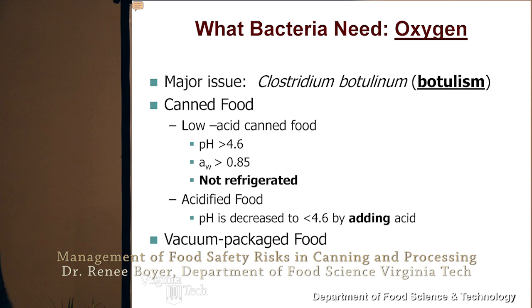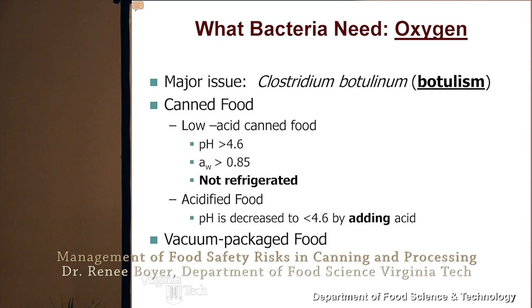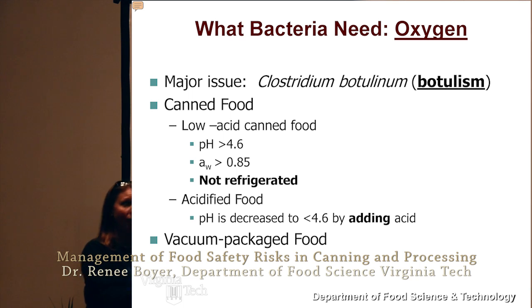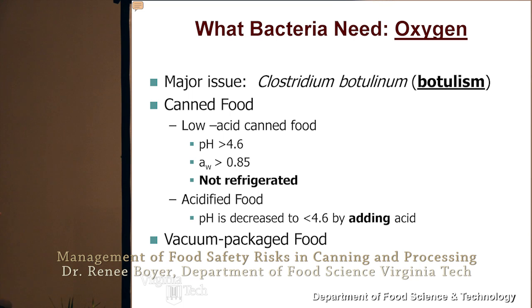We're still talking about oxygen. The major issue with oxygen is Clostridium botulinum, which is responsible for botulism. Canned food. What did I tell you before? I told you that foods that have a low pH have optimum conditions. Sorry, again, see, it gets confusing. Low acid canned foods. Low acid foods have a high pH. Sorry, high pH, low acid. So the pH is greater than 4.6.